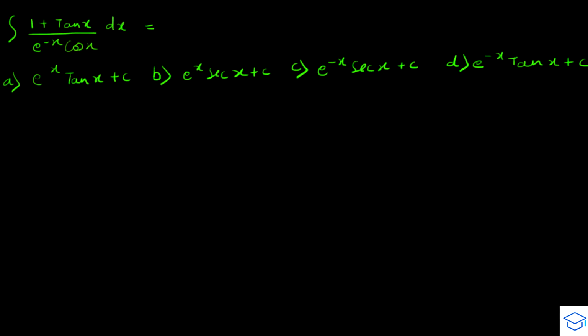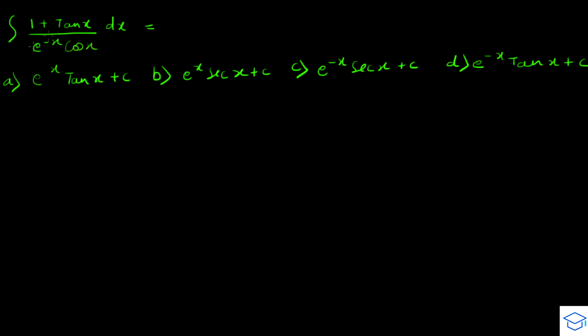So now let's move on to the next question, which states that integral of (1 plus tan x) dx by e to the power of minus x cos x is equal to e to the power of tan x plus c, e to the power of x secant x plus c, e to the power of minus x secant x plus c, or e to the power of minus x tan x plus c. So now let's solve the problem.